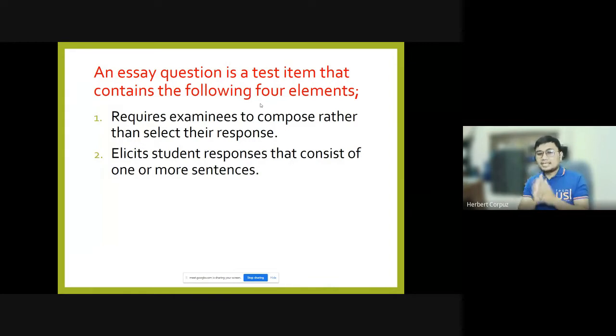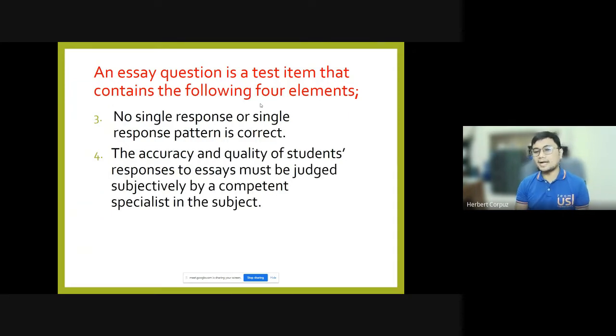Second element, it elicits student responses that consist of one or more sentences. Okay? There would be one or more sentences that students, examinees or learners have to create, have to write, so that they could be able to provide an answer to a question or to a test item. Okay. The third one, no single response or single response pattern is correct.